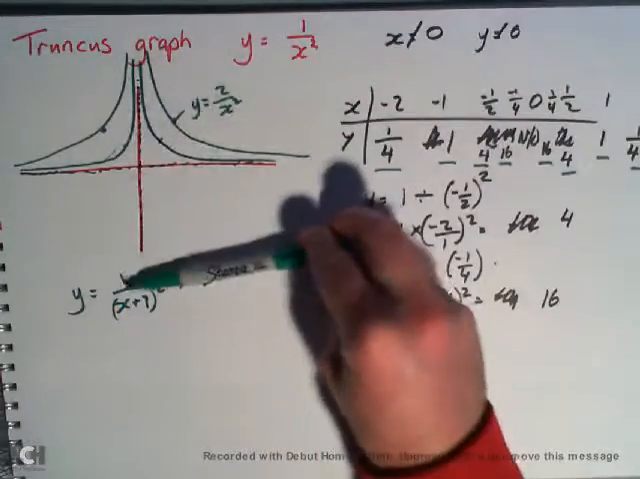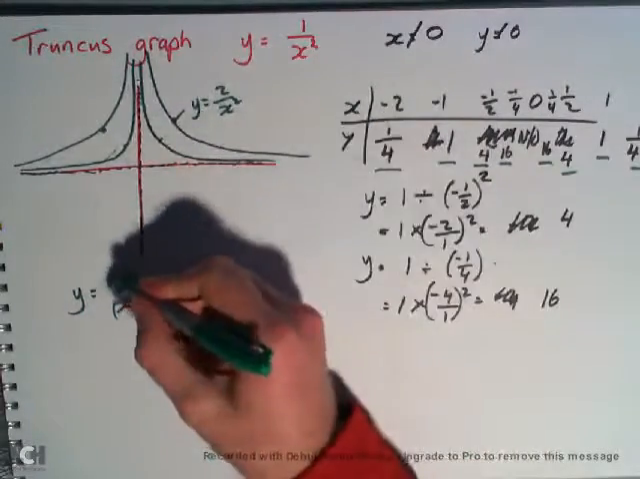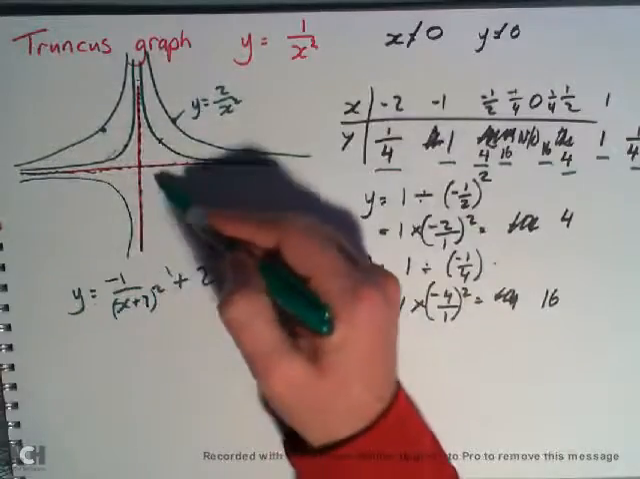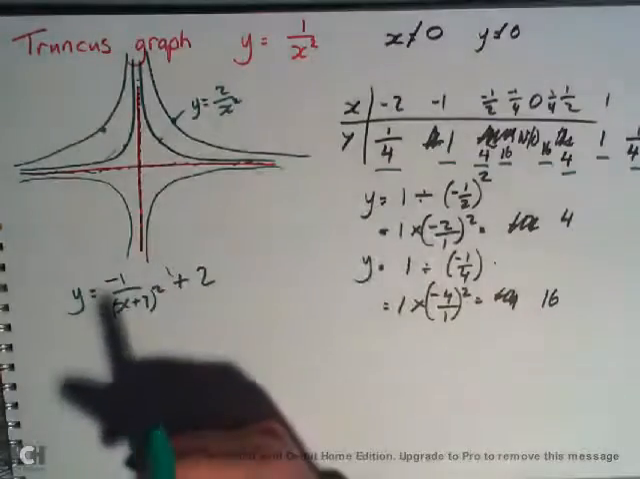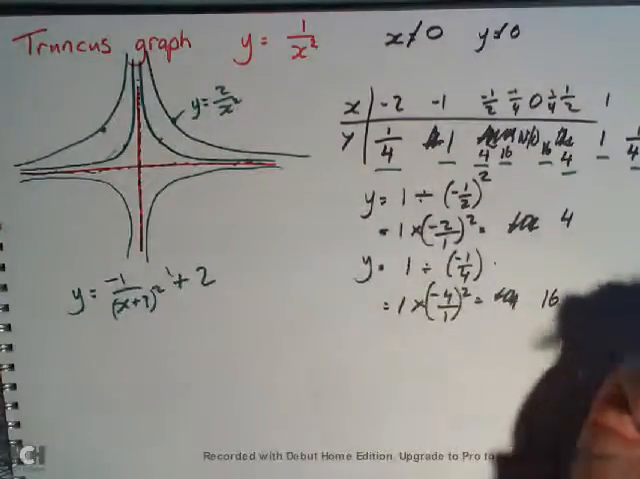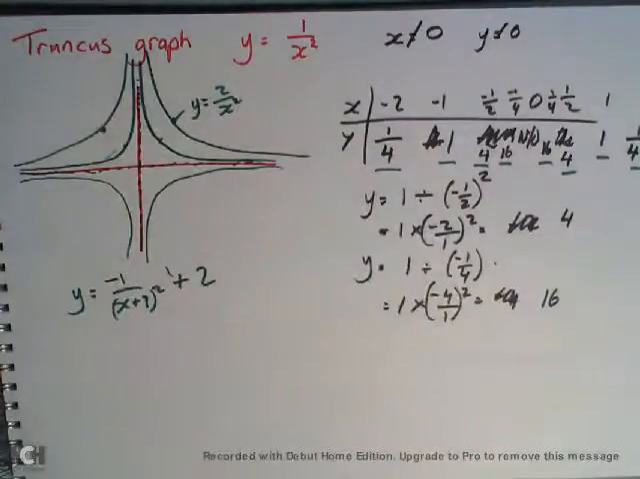And again, if we had a negative to reflect it, it would be all down here. It just gets mirrored across the x-axis. So that's the graph of 1 on x squared.